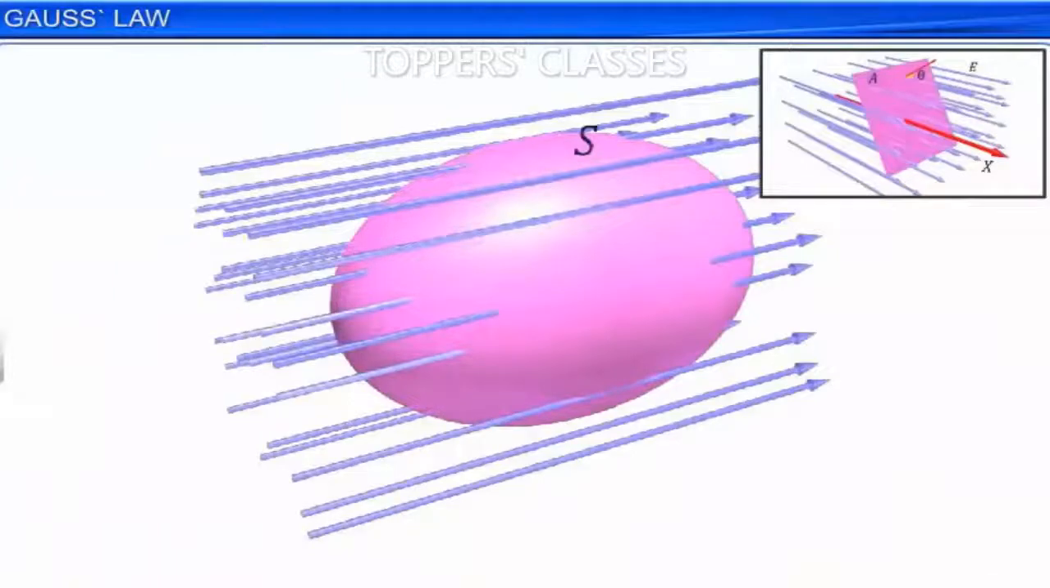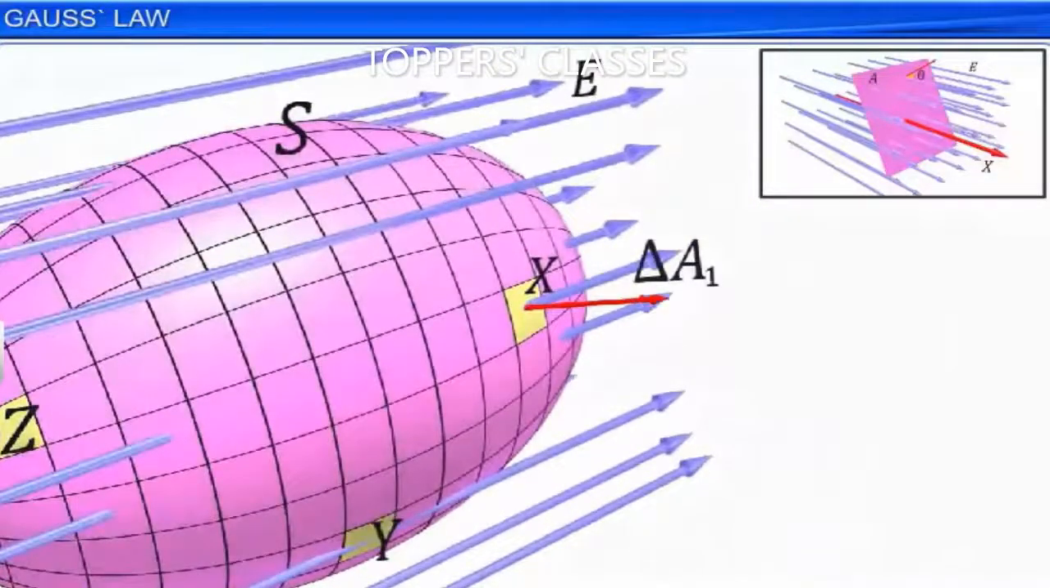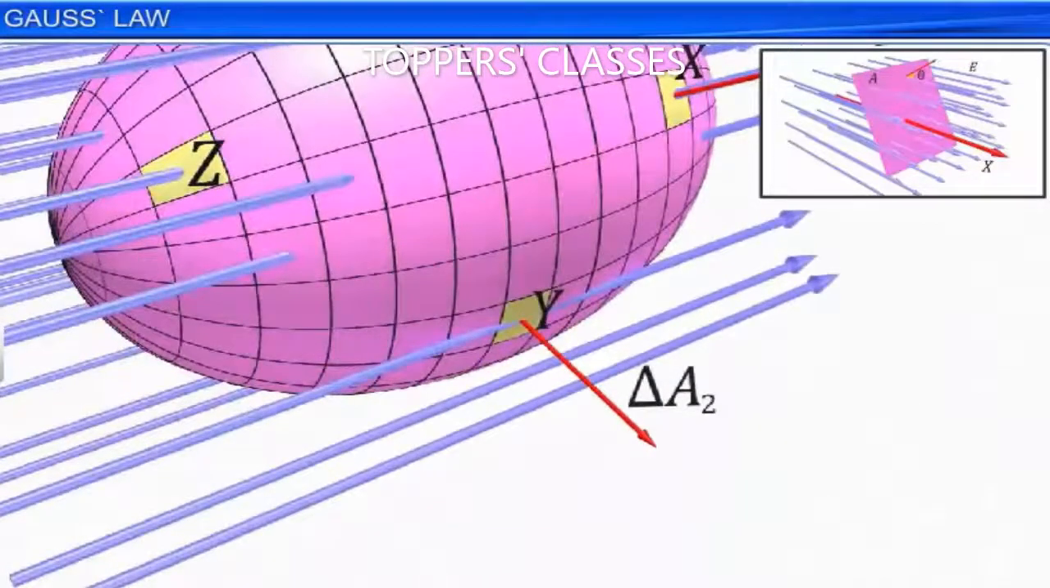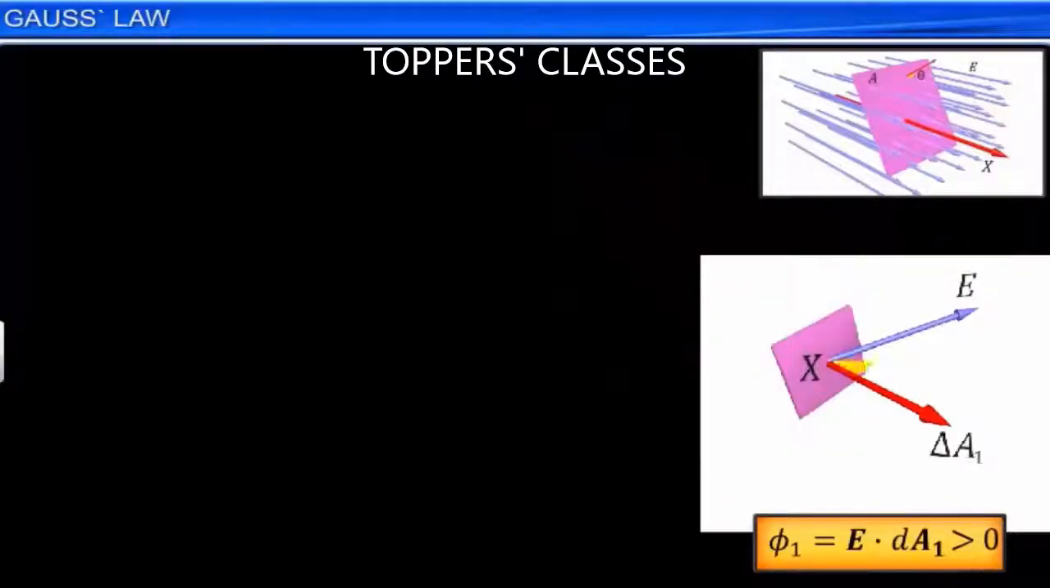Now, consider a closed surface S placed in the uniform electric field of strength E. Consider three elements X, Y, and Z on the closed surface, having areas delta A1, delta A2, and delta A3 respectively. The electric flux through the element X is phi1 equal to E dot dA1, and since the angle between the direction of the electric field strength E and dA1 is acute, the flux phi1 through this surface is positive.